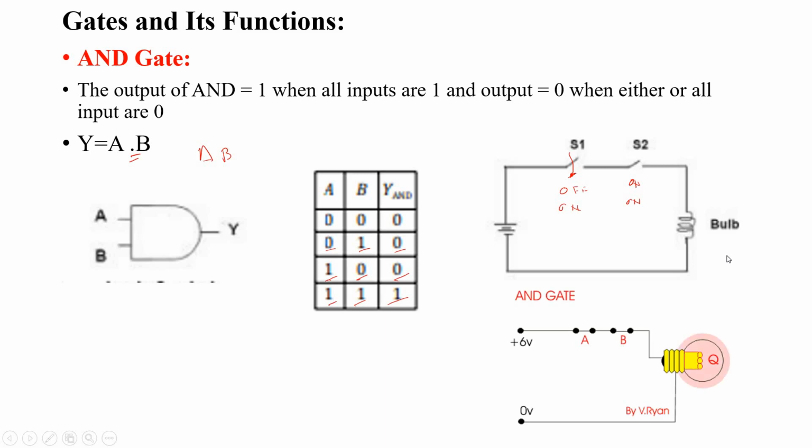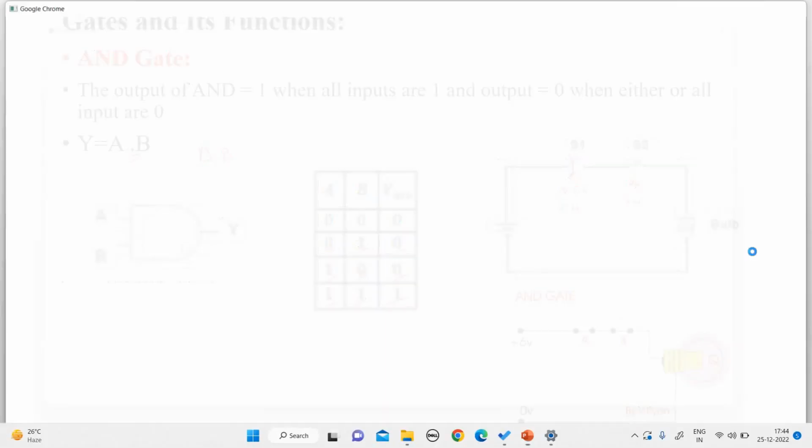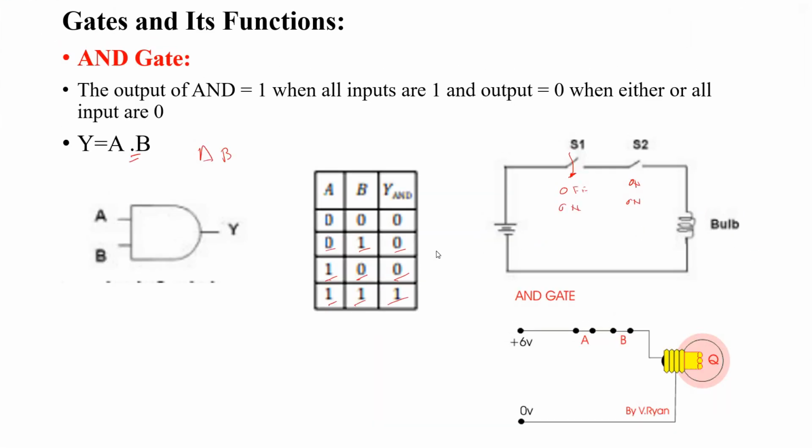See, when both are on, then and only then the circuit will be on, right? When A is on, the circuit is off. When B is on, the circuit is on only if both are on. So this is the example of A and B working. The AND gate works in a series combination. The switches are connected in series. When both are on, then and only then does it work. So this is how it works.